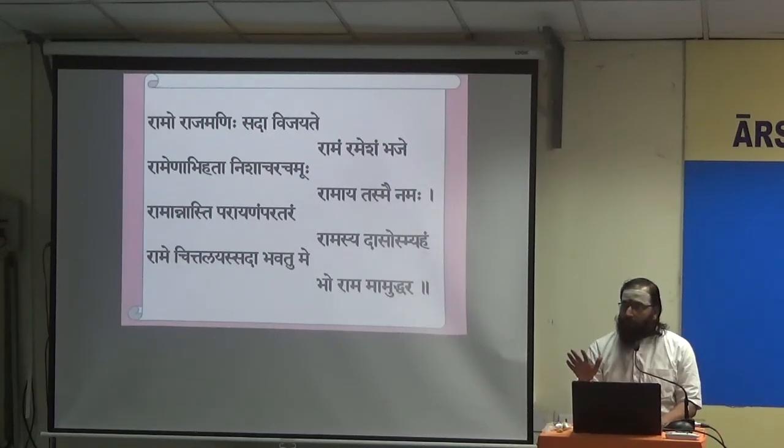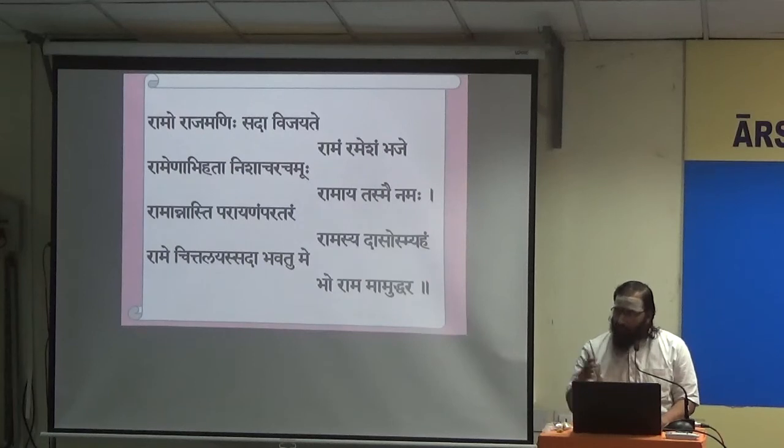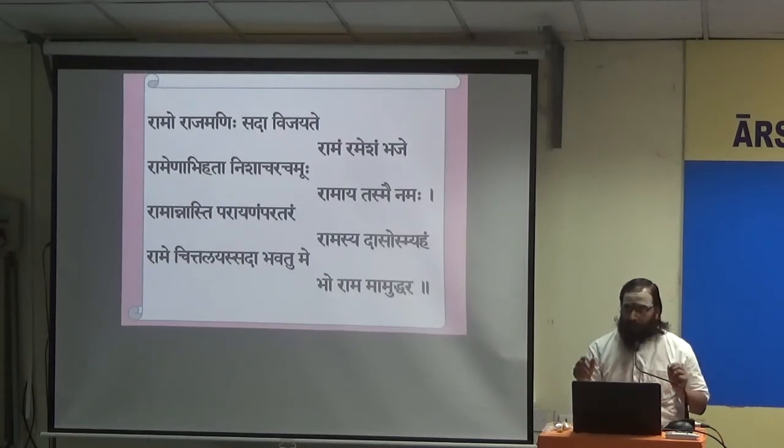Panchami Vibhakti is used when there is a comparison, or to show from where the action takes place. When two persons are there and you are comparing, then Panchami is used. Compared to that, this is better. So, Ramat Parataram Nasti. There is no abode, no Parayanam, greater than Rama. That's the meaning.